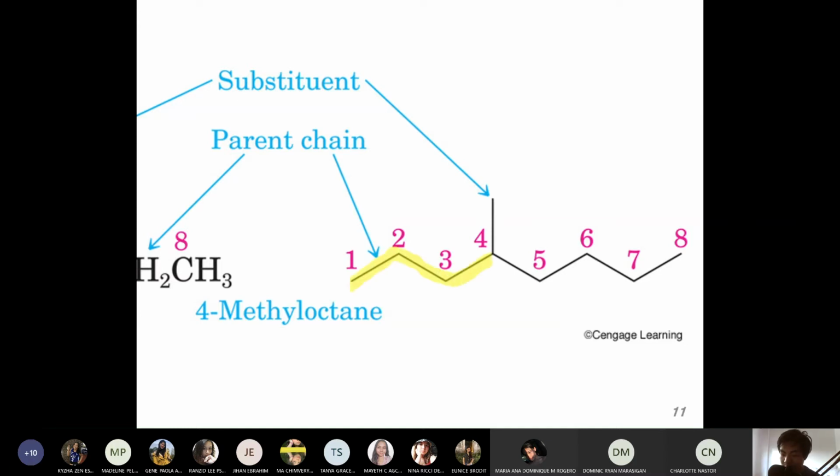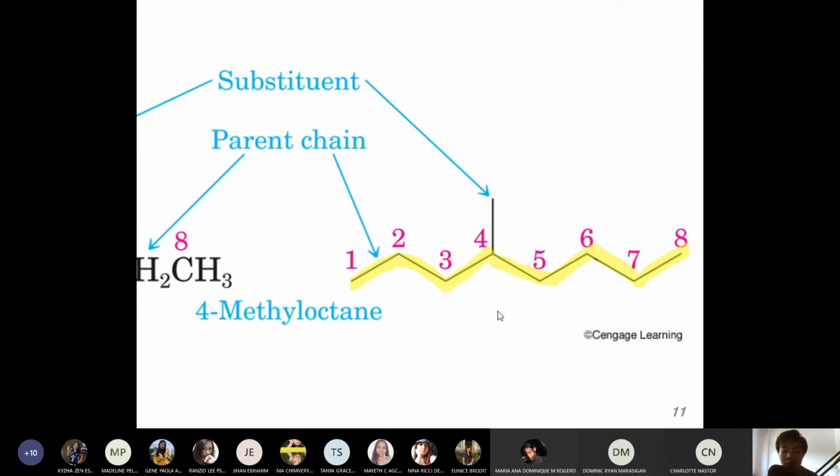So, for example, is this your longest chain? Bilangin mo yung carbon. 1, 2, 3, 4, 5. 5 lang yan. Next question. Is this your longest chain? Bilangin mo yan. 1, 2, 3, 4, 5, 6, 7, 8. So, ano yung mas mahaba? Yung 5 dito? Or yung 8 na straight na yan? Yung straight na 8 na yan. So, this will be your longest chain.